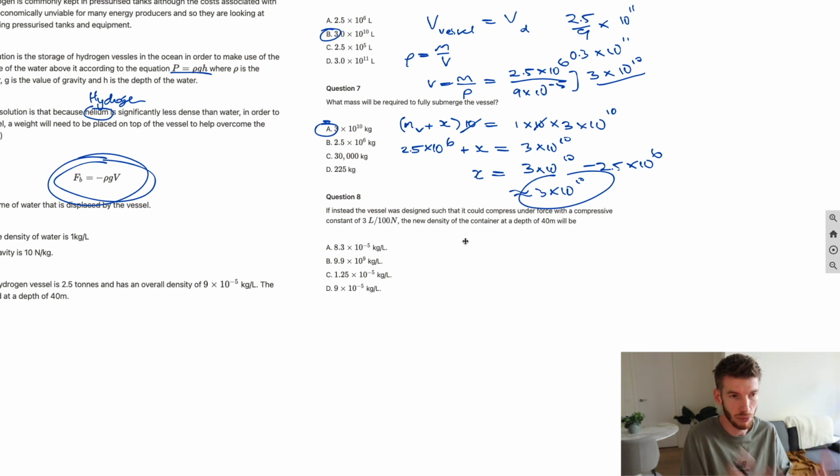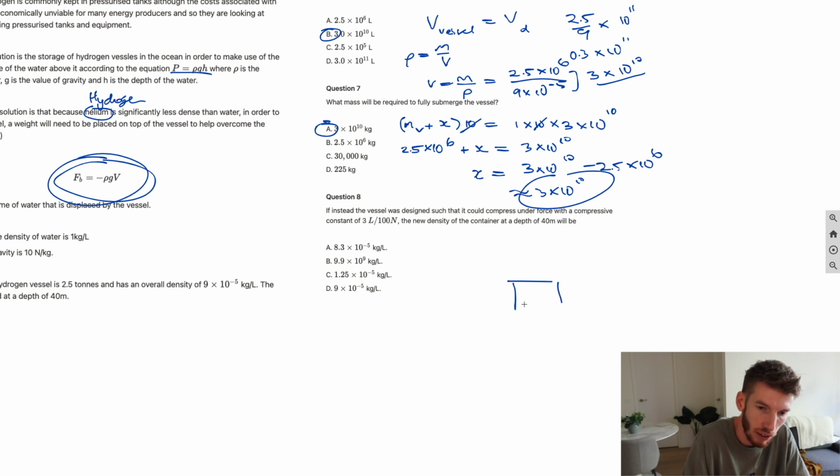So again, designed to be really overwhelming, right? So we've got compression now and there's forces getting involved. So what I'd do here is kind of draw out a force diagram. So we've got our vessel, and we've got to think about all the forces acting on it now. So it's got the gravitational force of the mass that's sitting on it, and the mass was 3 by 10 to the 10.